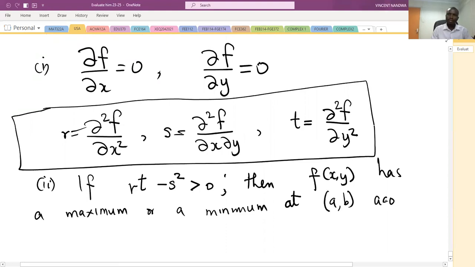according to whether r is negative or r is positive. And as we shall see shortly, if this condition is satisfied and r is negative, then it's maximum, r positive is minimum.